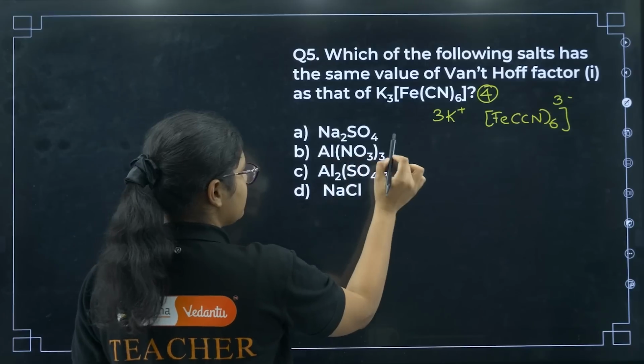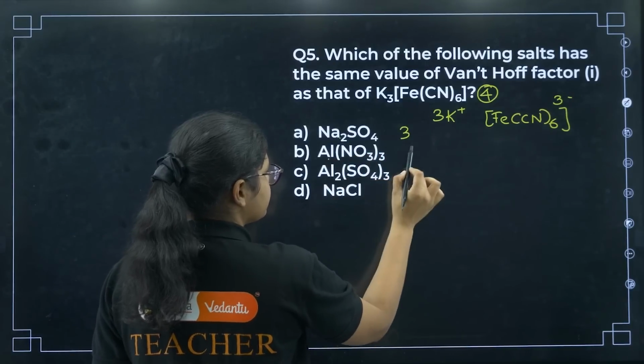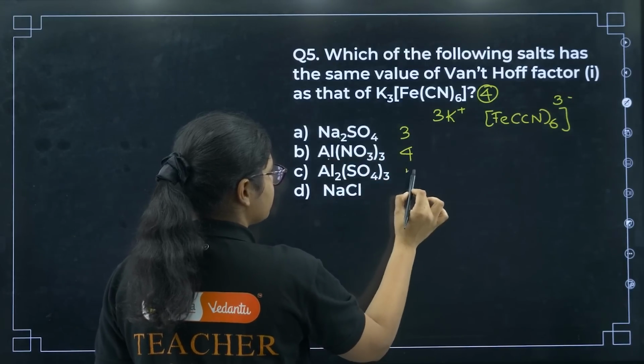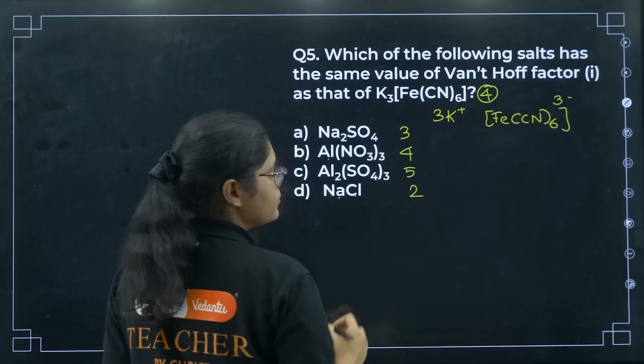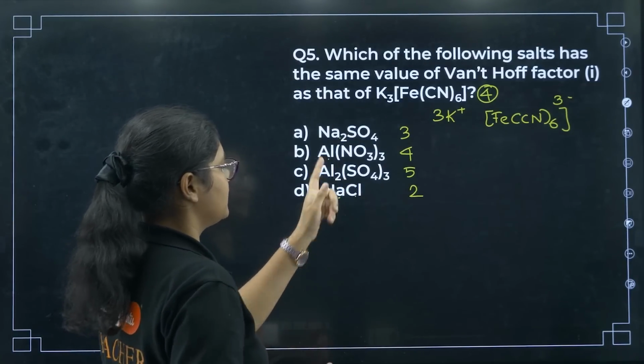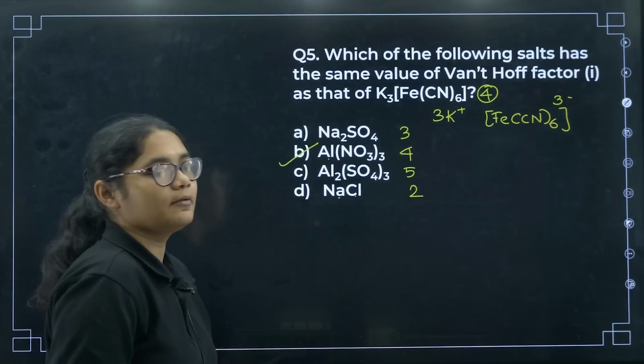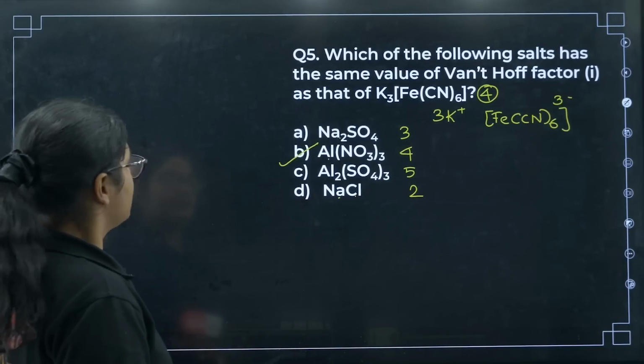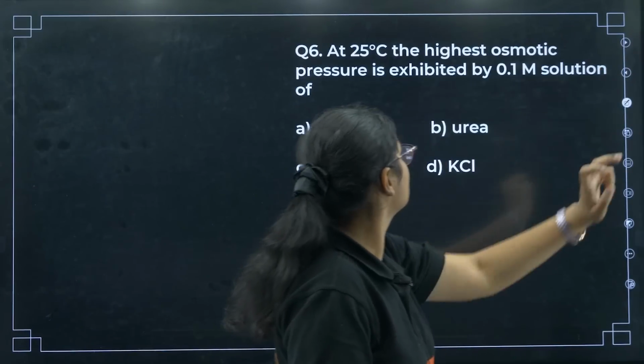Now here if you see 2 plus 1, 3, here 3 plus 1, 4, here 3 plus 2, 5, and here it is 2, right? So which value is matching? It is aluminium nitrate, that is option number B here. Okay. Next, we have question number 6.